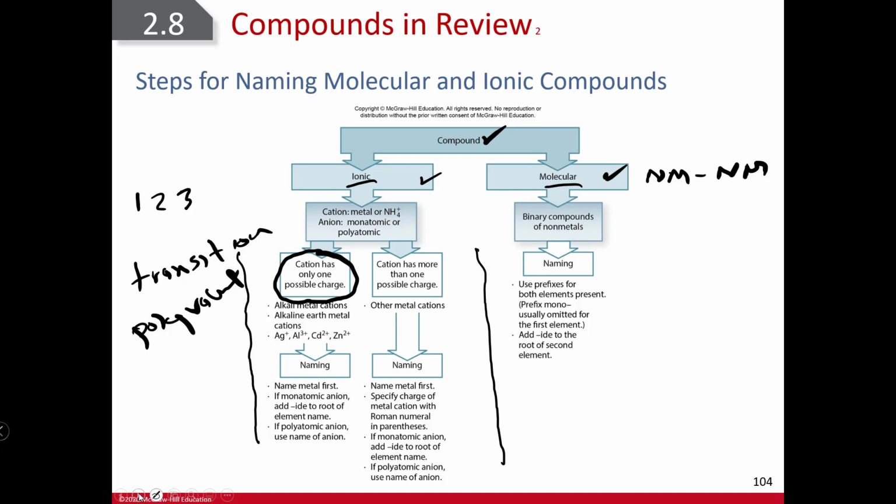If it's nonmetal, it's real easy. That's why everybody likes this side. All you do is you look at the nonmetals, you name the first nonmetal by its full name, change the ending on the second one to IDE, and you use the Greek prefixes to tell the person how many of each element's present. So yes, this side is much easier. Don't apply this side to the ionic side though. That's where you get into trouble.